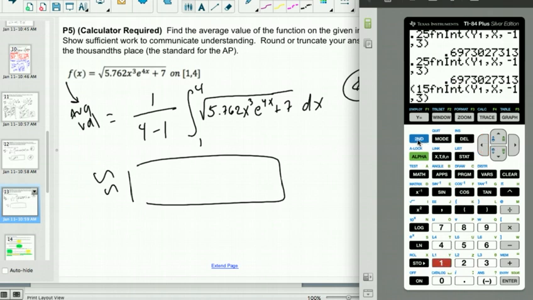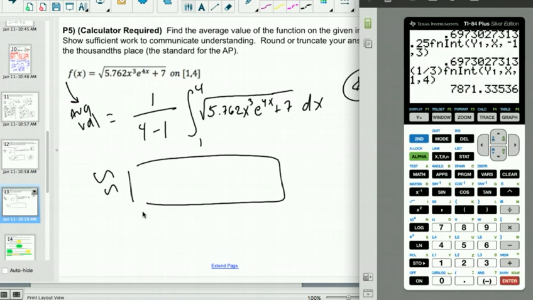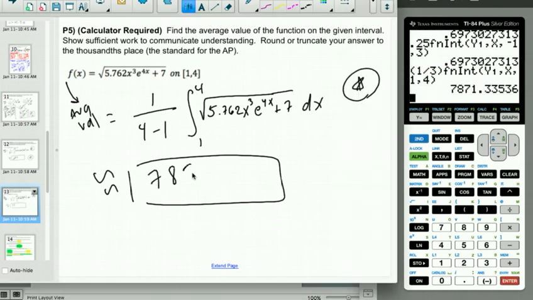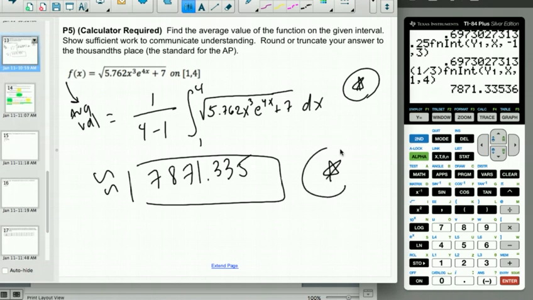Unfortunately, you shouldn't use 0.33 for a third because that's not accurate. For terminating decimals, you can use 0.25 for 1/4, but you cannot use 0.33 for a third because that's not accurate. So I changed that to a 1/3, and I'm integrating from 1 to 4. Then we hit enter, and we get that that's 7871.335, and there's no other option because rounding and truncating would give me the same. Sorry for the calculator delay. So again, those are the two things you need.